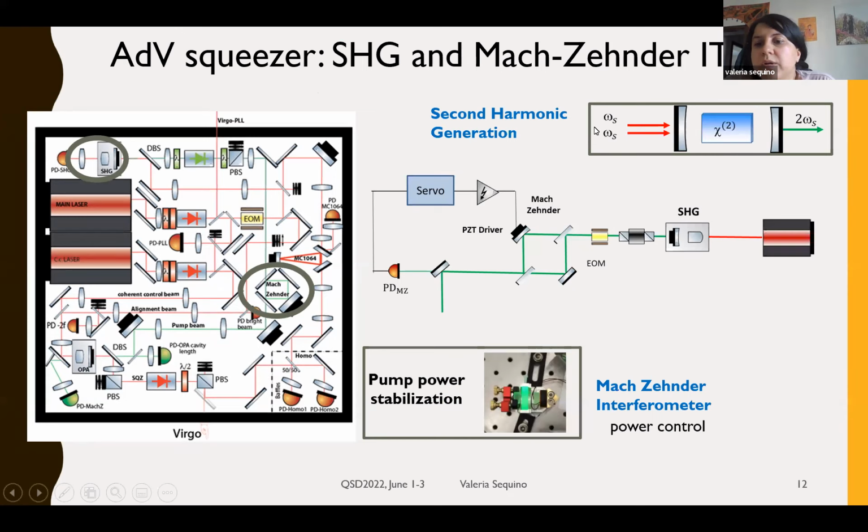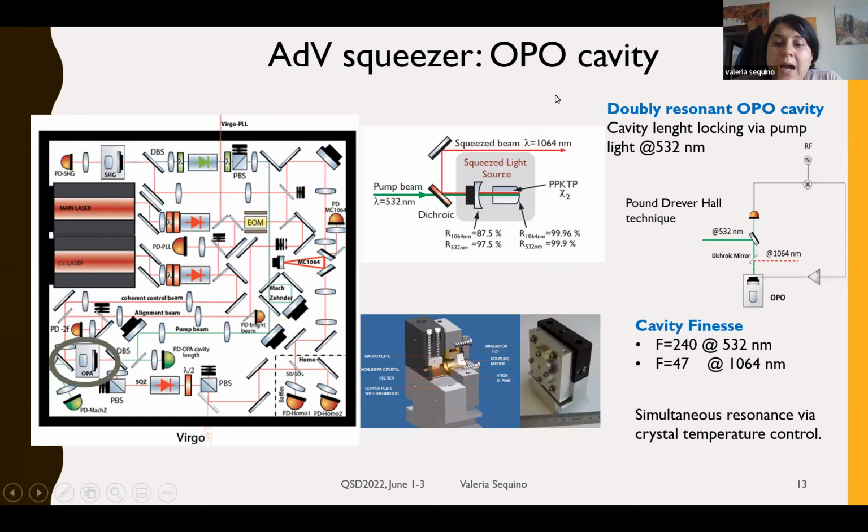Here there is the second harmonic generator cavity that is similar to the optical parametric oscillator. Here the effect is that we send this light, the infrared light, and we will obtain a green light that will be used as a pump for our OPO. The power of this pump is stabilized using a small Mach-Zehnder interferometer, whose length is controlled with the control system.